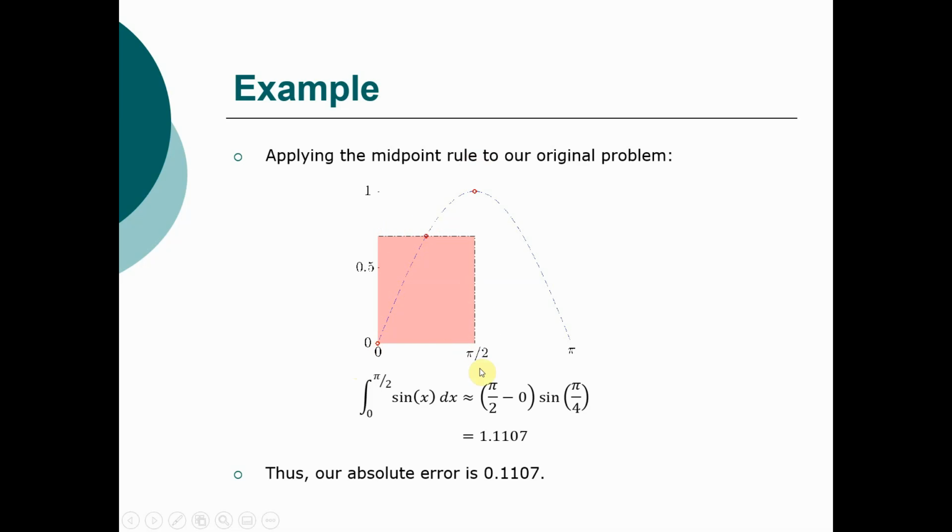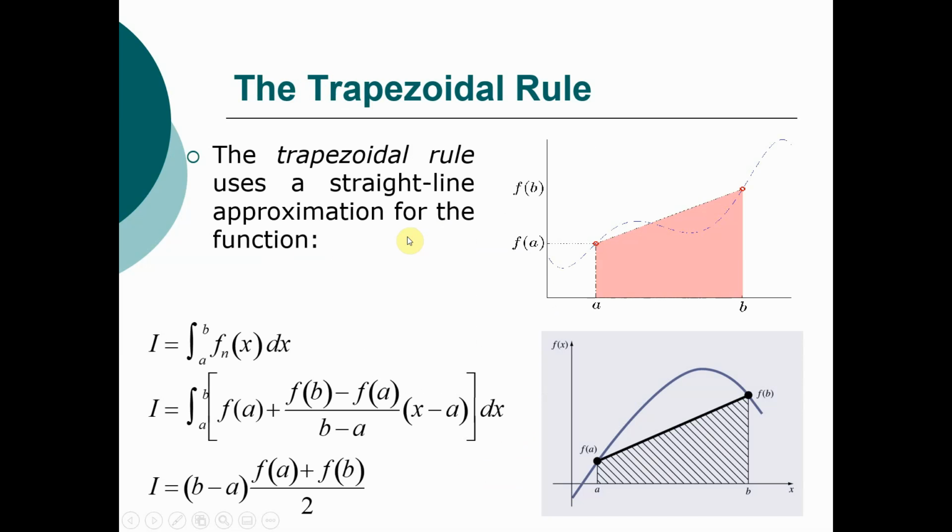If we apply the midpoint rule, between 0 and pi over 2, the midpoint would be pi over 4. Sine of pi over 4 is root 2 over 2, and this is going to be multiplied by the width, which is pi over 2 minus 0. If we do the calculation, we find this numerical answer, which is 1.11, and you see that it has almost 11% error compared to the exact solution. So this is the simplest approximation that we can have for numerical integration.